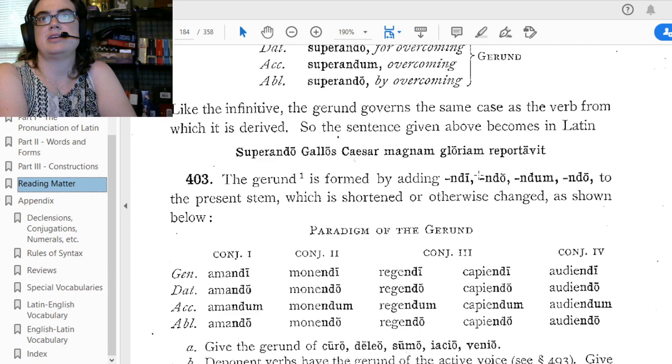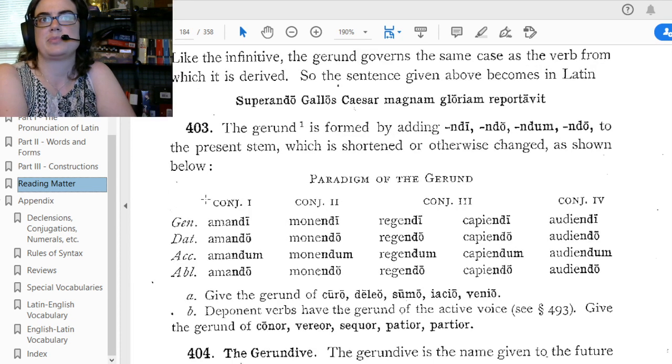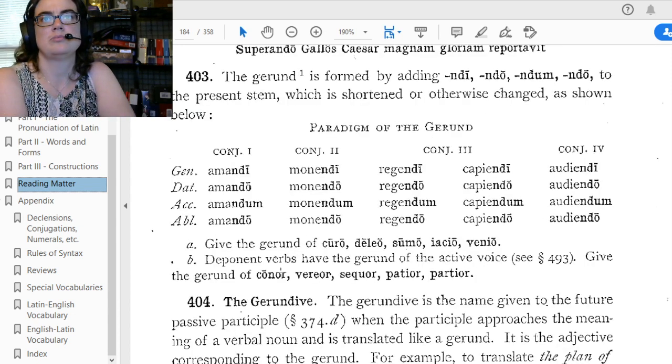All right. So again, you add d, o, to the present stem. So first conjugation, amandi. Second, monendi. Third, regendi. Capiendi for third io. And fourth, audiendi. You got that ie. But otherwise, pretty straightforward.